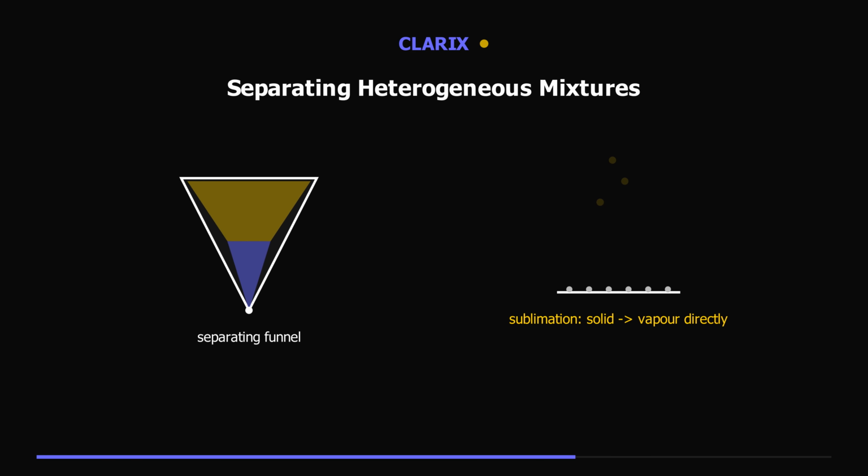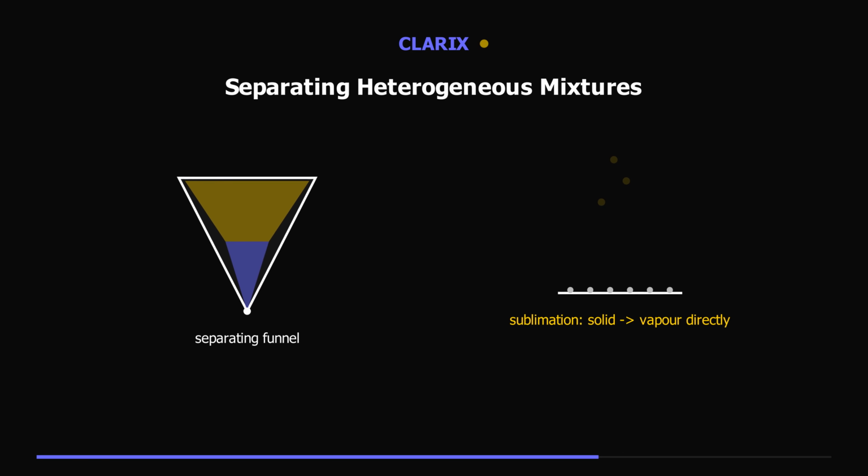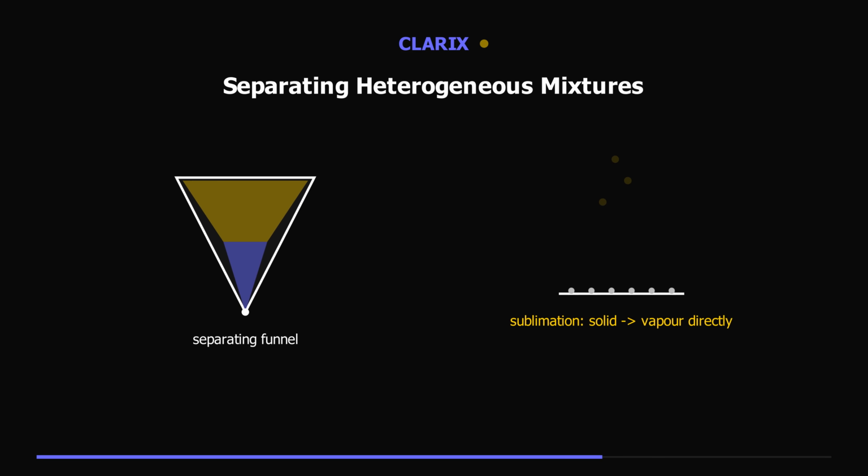Sublimation separates a solid that vaporizes directly, solid straight to vapor with no liquid stage in between, from one that doesn't. Heat a mixture of camphor and sand gently, and the camphor sublimes away as vapor while the sand is left behind, since sand doesn't sublime at all.